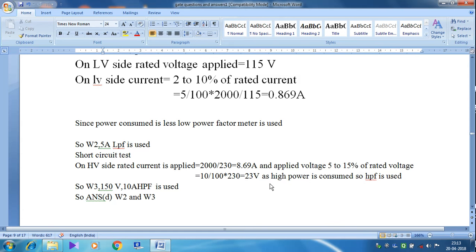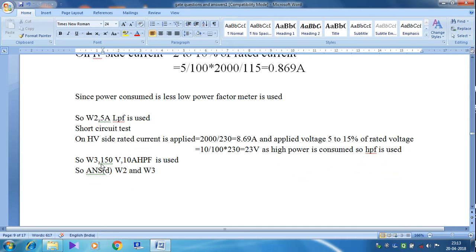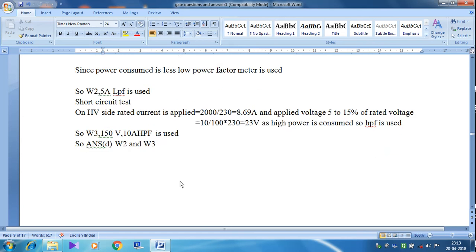But the power is high because we are getting the rated current. As the power is high, we are using a high power factor meter, HPF meter. Also here W3, that is a 150 volt 10 ampere HPF high power factor meter, is used. Therefore, the answer is D, that is W2 and W3.